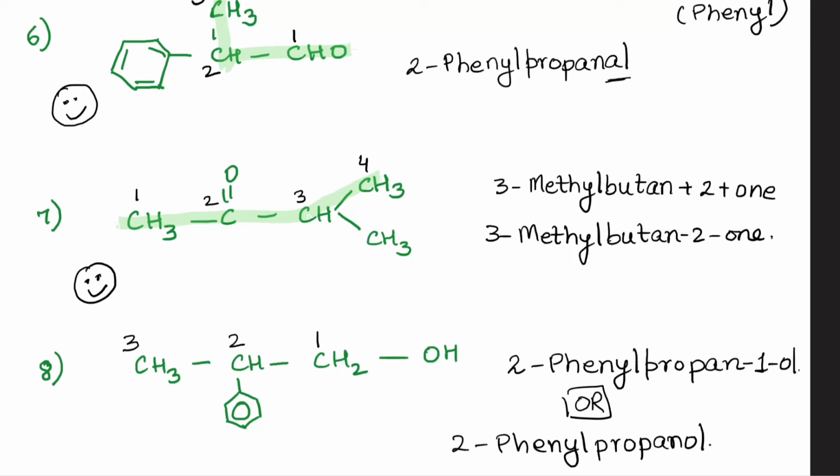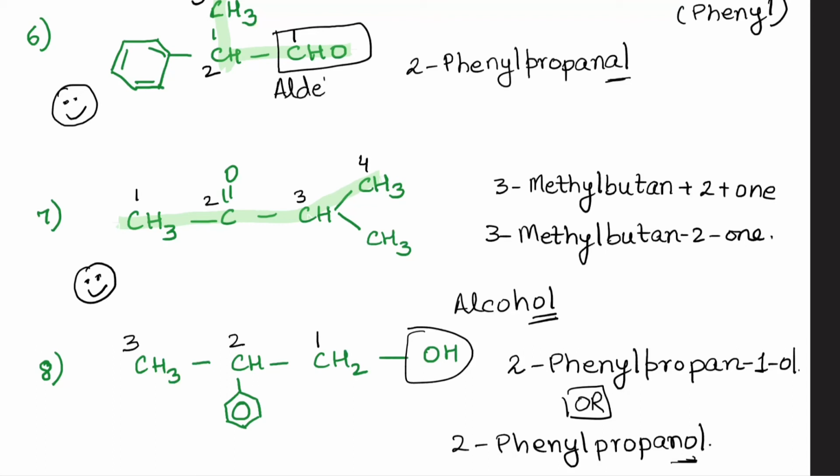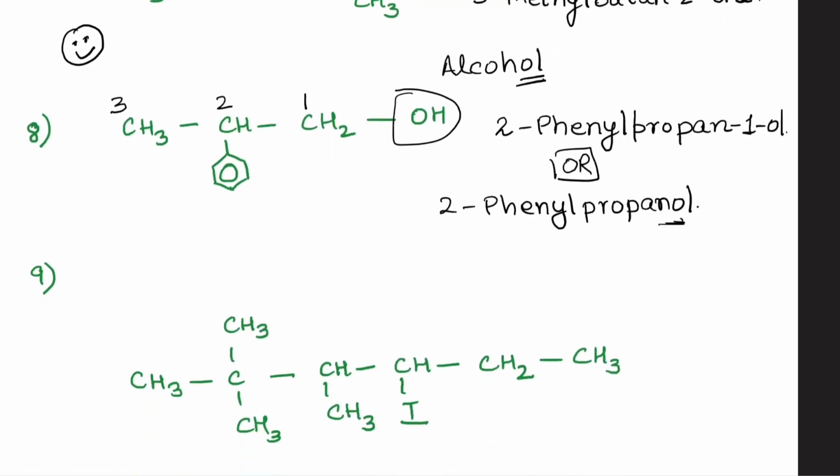Understand the difference between al and ol here. Ol stands for the OH group. Al stands for the aldehydic group. This is the alcoholic group, so from alcohol, I have taken ol. This is the aldehyde group, so from al, I have taken al. Right? This will help you to remember.